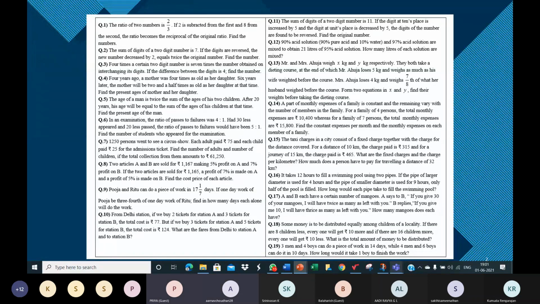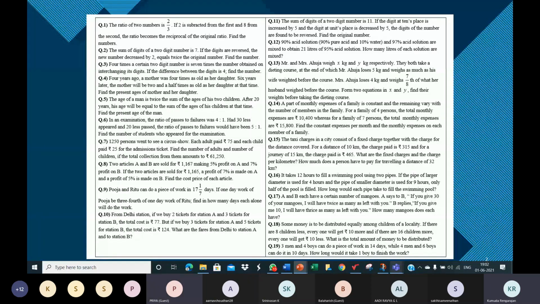The equation is 3x minus 2y equal to 0. How did you get that equation? Let the numbers be x and y, and then? Then x by y equal to 2 by 3, because the ratio is 2:3. Then 3x equal to 2y, then 3x minus 2y equal to 0. Okay, so 3x minus 2y equal to 0 is the first equation.